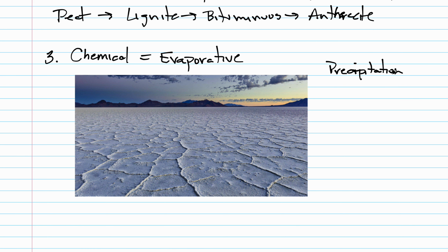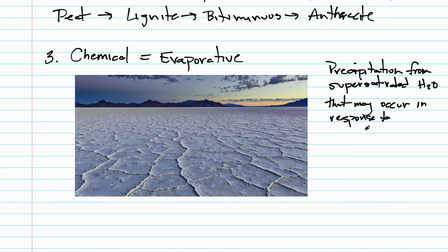That means, in this case, crystallization of a mineral, by precipitation from supersaturated waters. Supersaturated means very enriched in dissolved constituents. So precipitation from supersaturated H2O that may occur in response to evaporation. There are other ways you can do it, but evaporation is the biggest one.